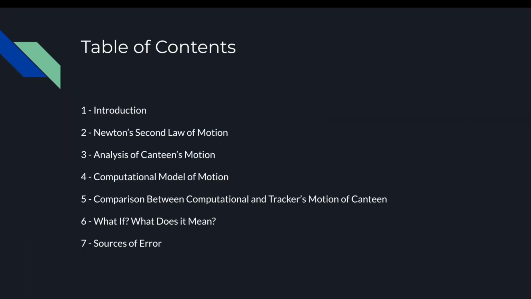So starting off with the table of contents, we'll start with the introduction to the lab, then move on to Newton's second law of motion and explaining that. Then we're going into the analysis of the canteen's motion, the computational model of motion, the comparison between the two, the what if, and the sources of error.